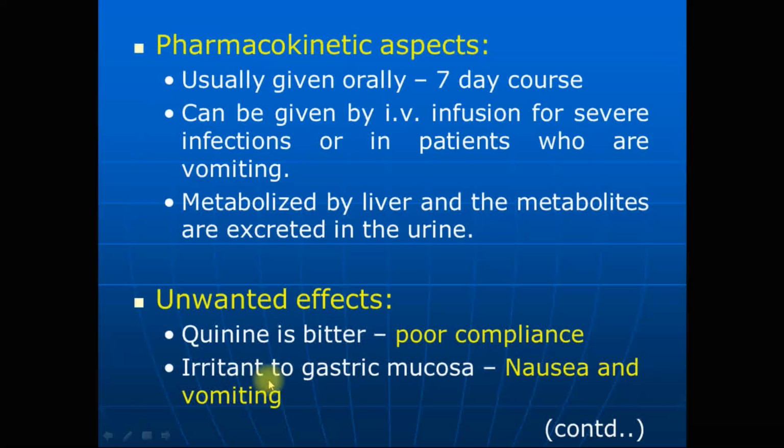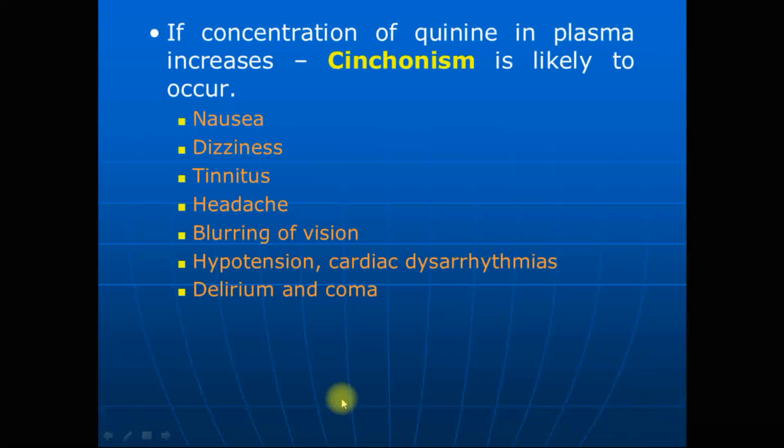Irritant mechanism, you all know that, and that's why it produces nausea and vomiting, right? If the concentration of quinine in plasma is increased, it is likely to develop a syndrome that's called cinchonism, right? Now, cinchonism is a classical disorder, or you could say adverse effect profile, which includes all these adverse effects, right?